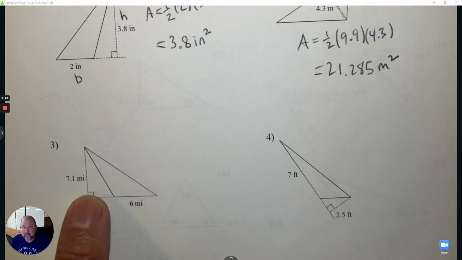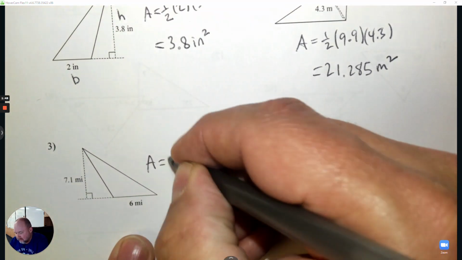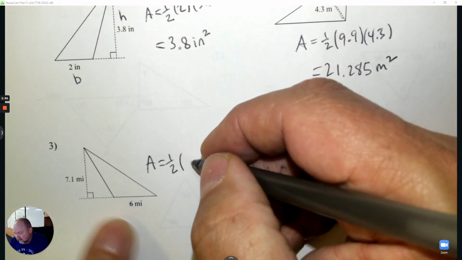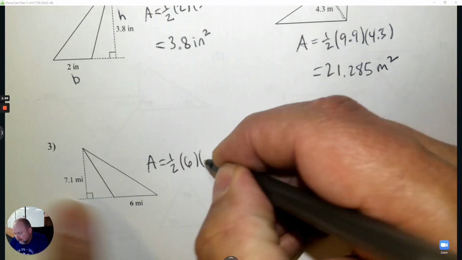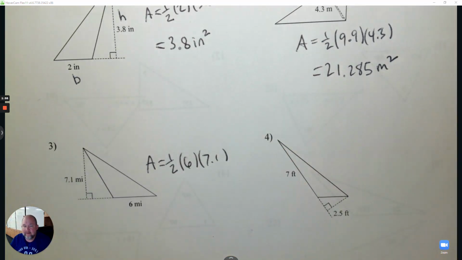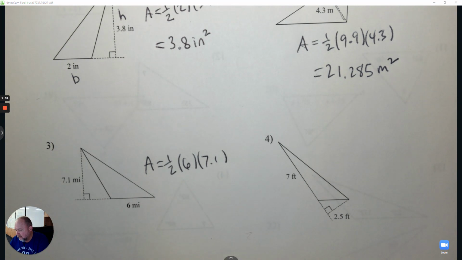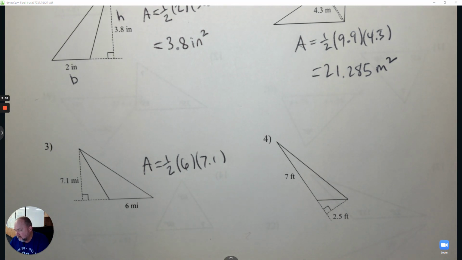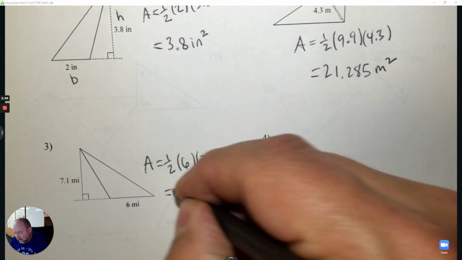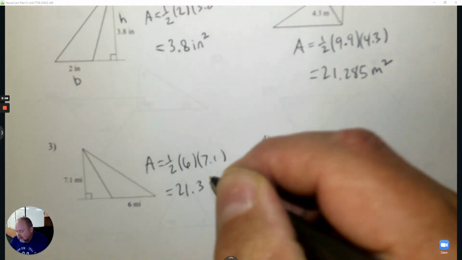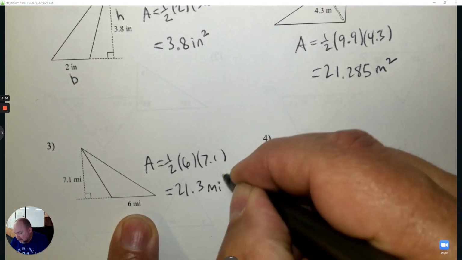Alright, let's see if we can do it. You want to try it first, press pause. 1/2 the base, which is 6, times the height, which is 7.1, and then use your calculator. So again, I'm going to go 6 times 7.1, and then divide by 2, and I get 21.3, and the unit would be miles squared.